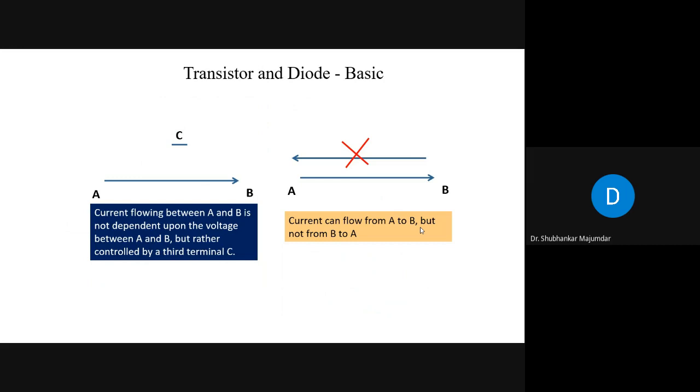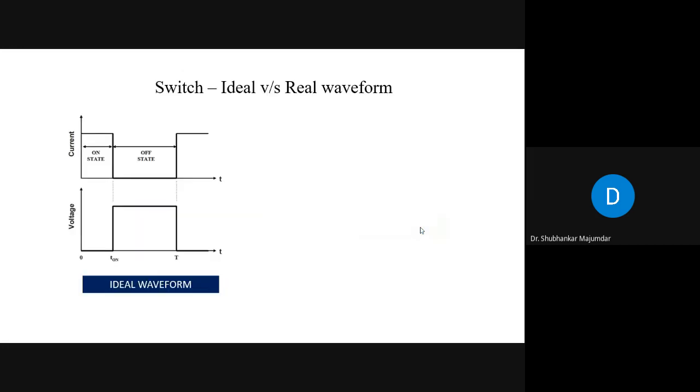So one question is why we are looking at the transistor or a diode. Because every transistor works as a switch in switched mode power amplifiers, like class C, class F, class G. For that reason, I am discussing these things. Now, what is a switch? A switch is such that when it is off, the current should be zero and the voltage should be higher.